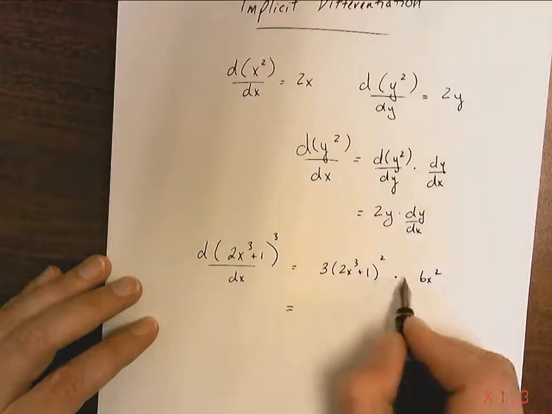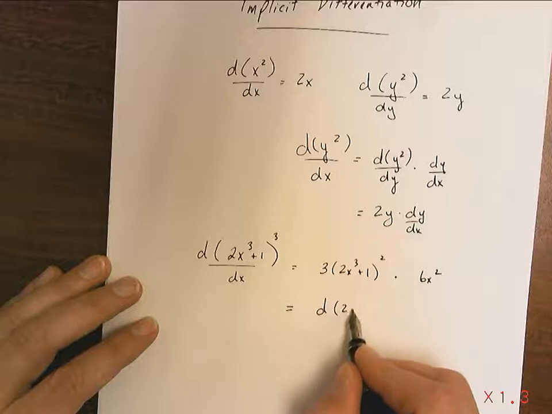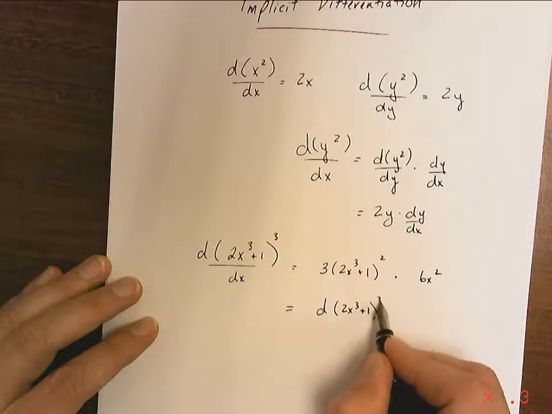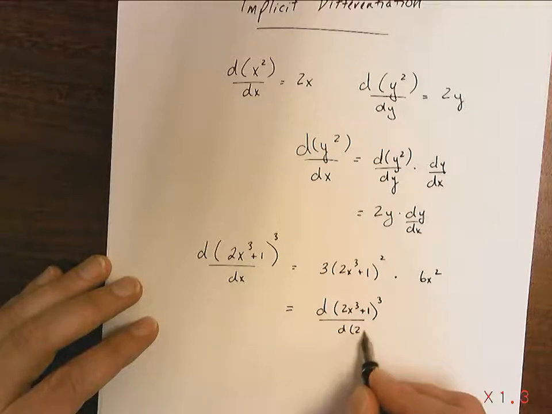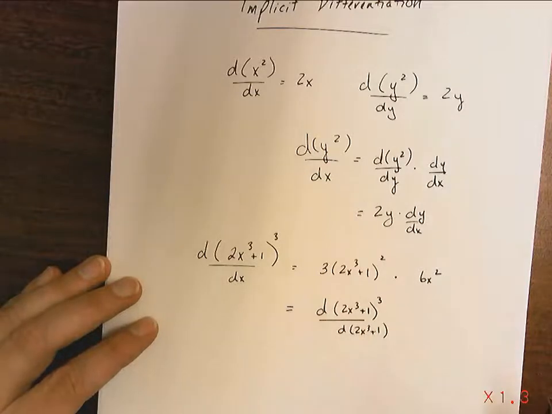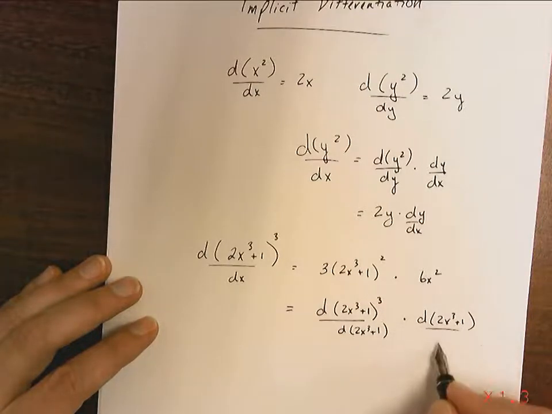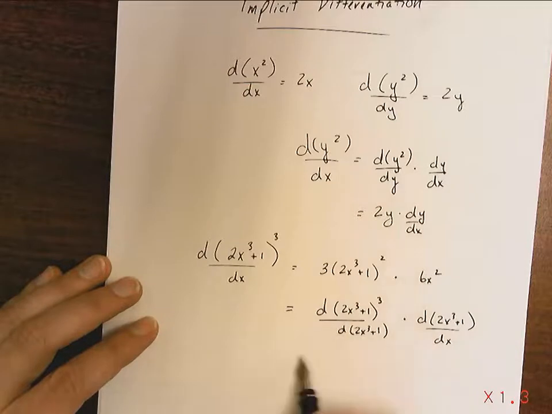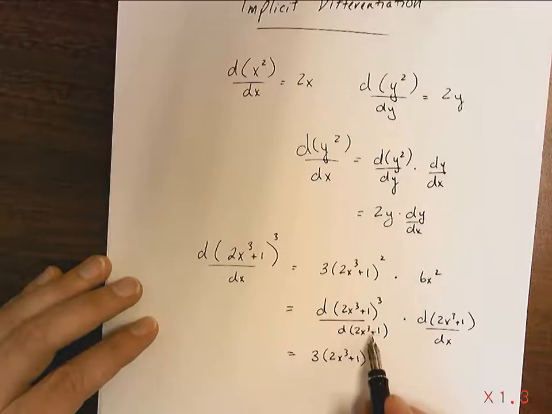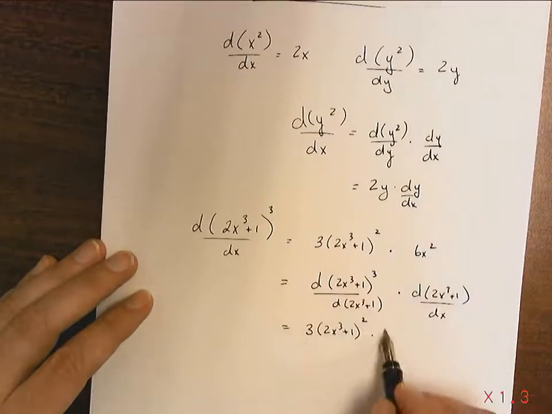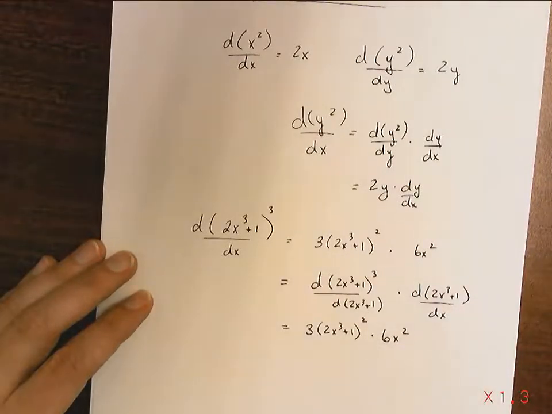If I wanted to show what was happening here, your derivative of the outside was actually this, and the derivative of the inside was this, so this whole derivative simply became 3(2x cubed plus 1) squared. So that's the derivative in terms of the entire polynomial. And then this one simply became 6x squared. Okay, so there's how it works.